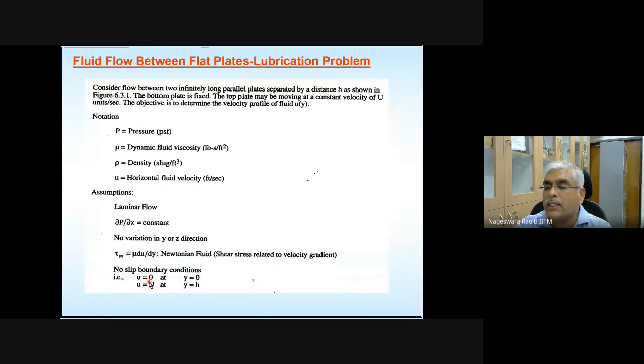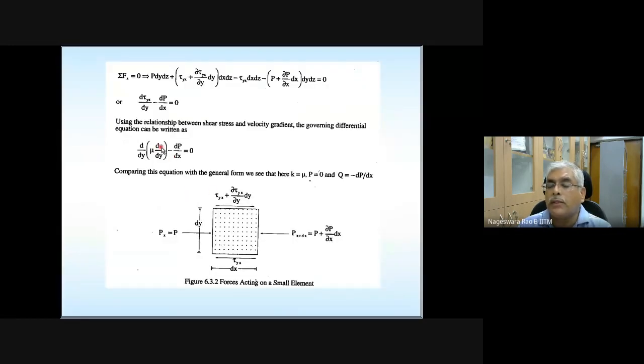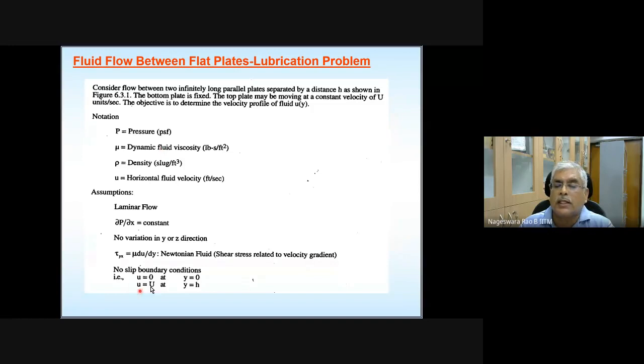The field variable here is the velocity, the horizontal fluid velocity. So don't get confused. This is not displacement; it is fluid velocity here. And anyway, what you are trying to solve is for this u, the fluid velocity. This is a second order differential equation, so 2 boundary conditions are required to solve this problem. The boundary conditions can be natural or essential, or a combination of both. Here both the boundary conditions are essential.